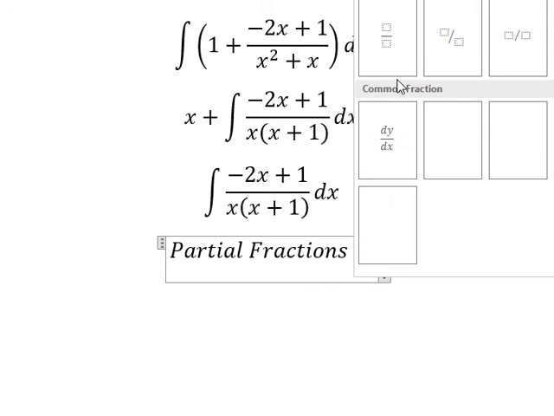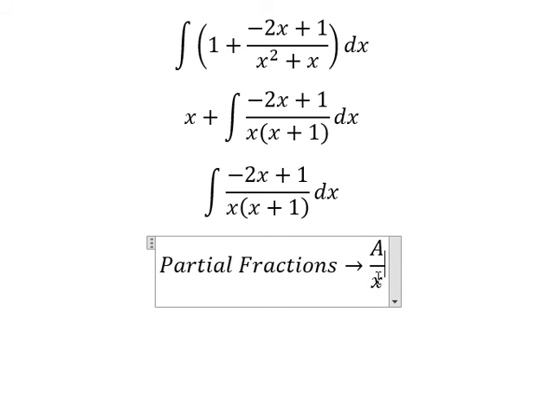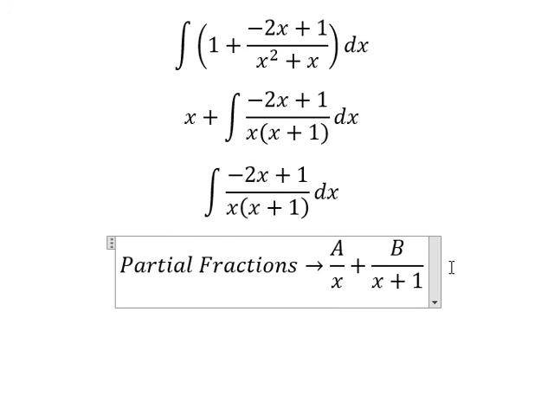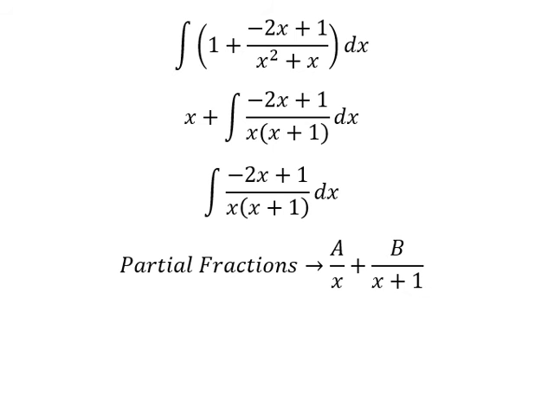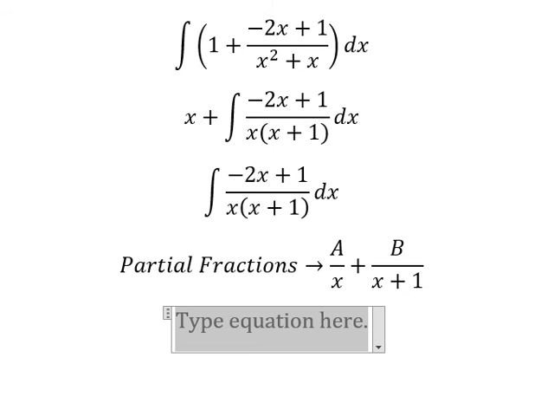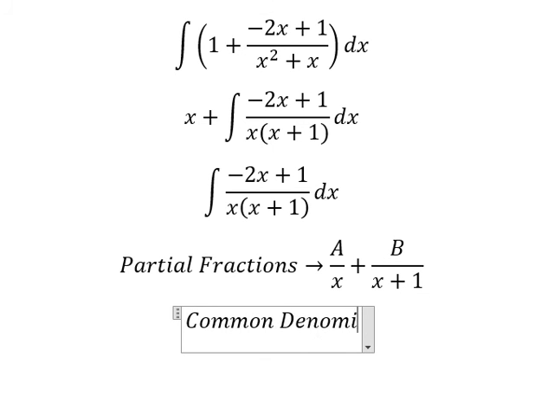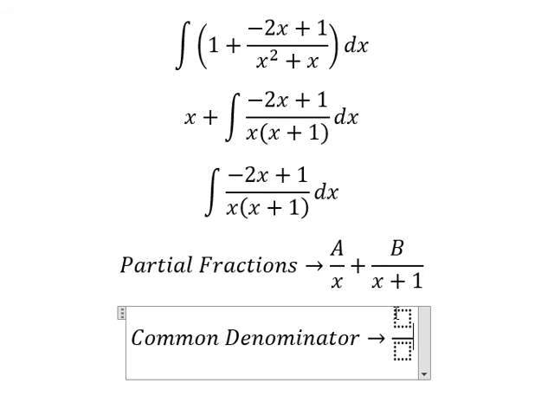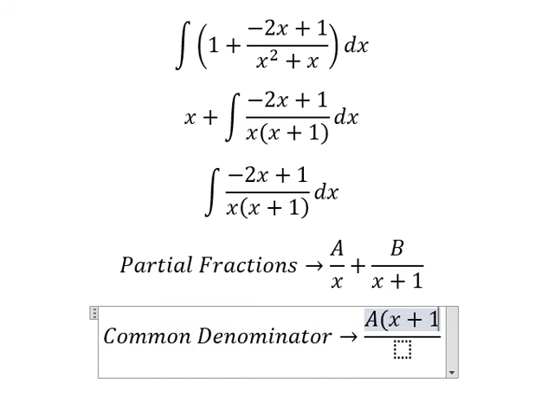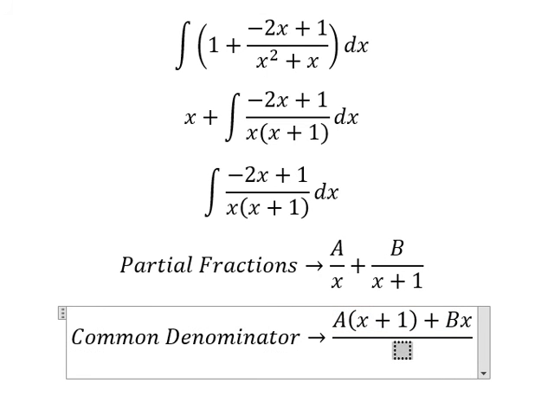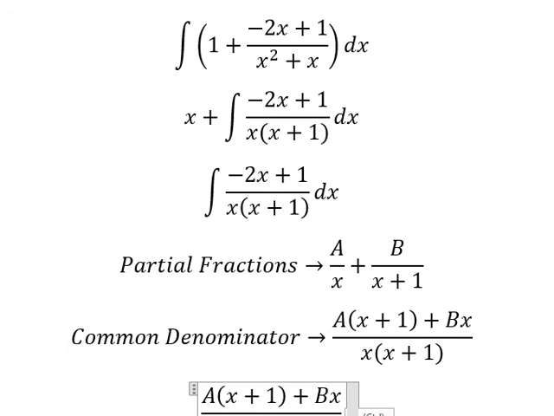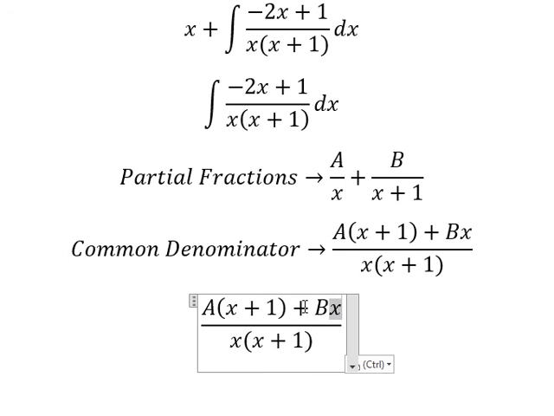So I will put about capital A over S plus capital B over S plus 1. Next, we do common denominator. So A we multiply by S plus 1. B multiplied by S. Next, we need to arrange based on the term of S.